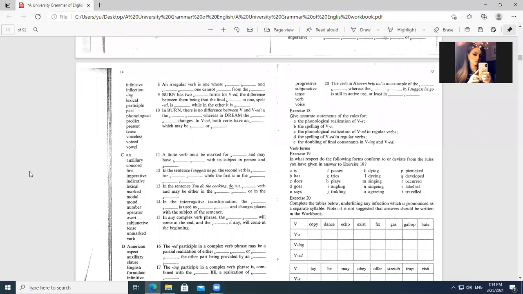In the sentence "I suggest he go," the second verb is marked for subjunctive mood, while the first is in the unmarked indicative mood. When we say "I suggest that he go," the second verb "go" is in the subjunctive mood, while the first, "suggest," is in the unmarked indicative mood.